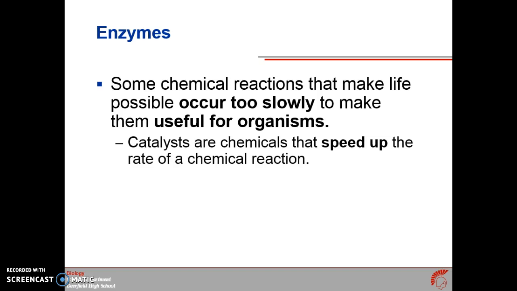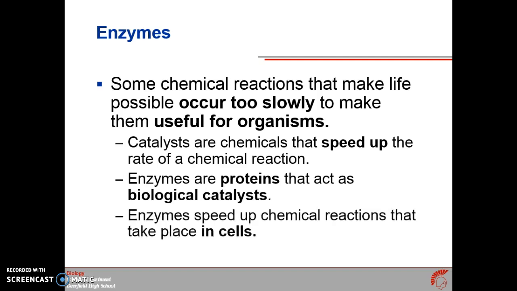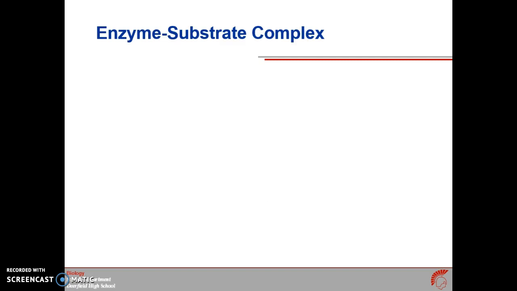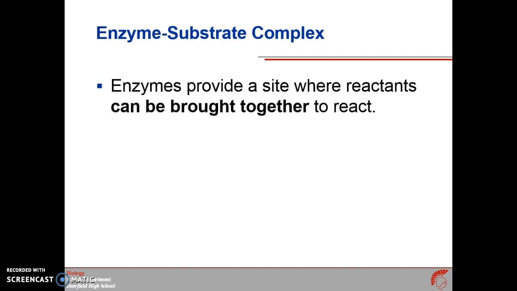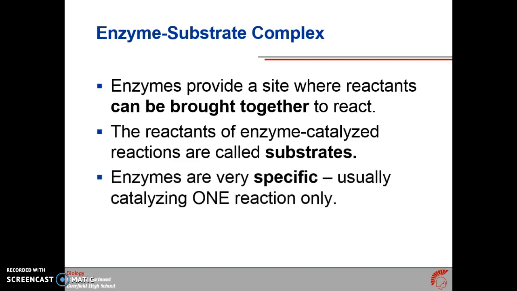Catalysts are chemicals that speed up the rate of reaction, and enzymes are proteins that act as catalysts. So enzymes speed up chemical reactions that take place in our cells. Enzymes provide a site where reactants can be brought together to react. The reactants of enzyme catalyzed reactions are called substrates. And enzymes are very specific, usually catalyzing one reaction only.